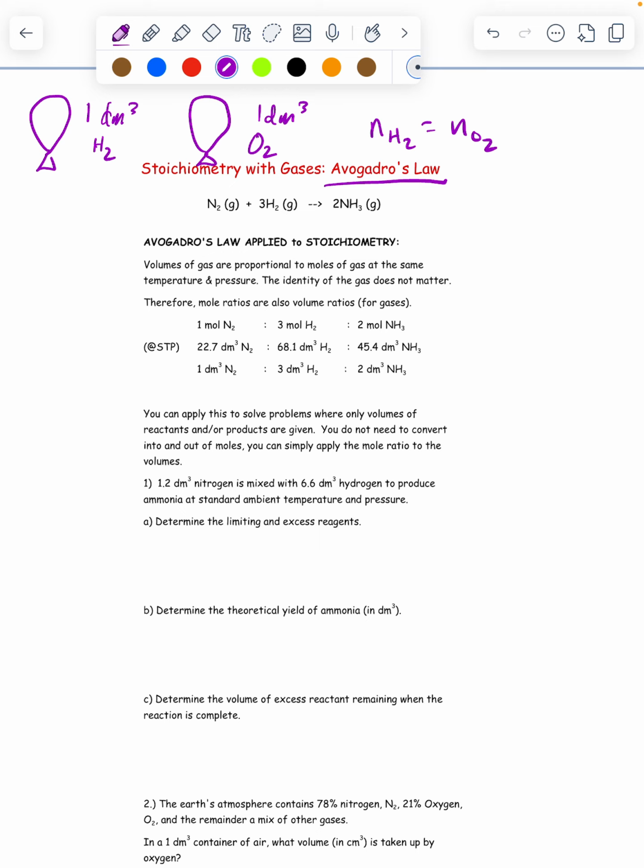And we can take that and apply it to chemical equations and stoichiometry, where we're looking at mole ratios, because if the moles and the volumes are proportional, then the mole ratio is proportional to a volume ratio. Okay, so what does that mean?